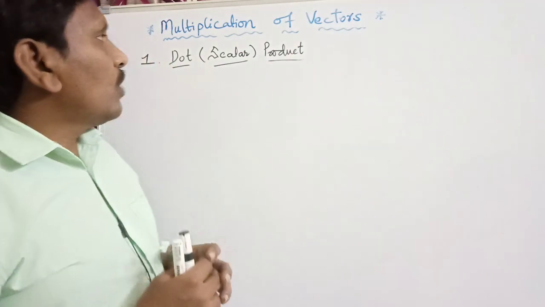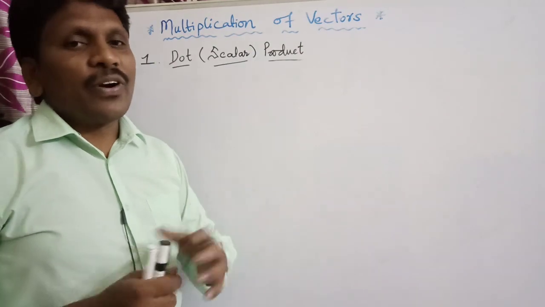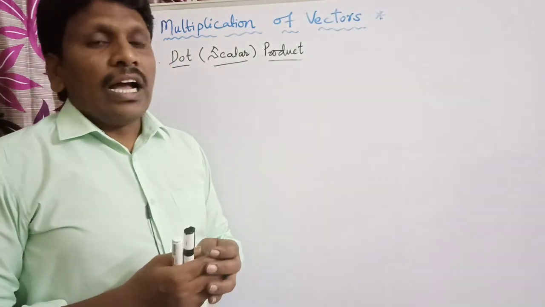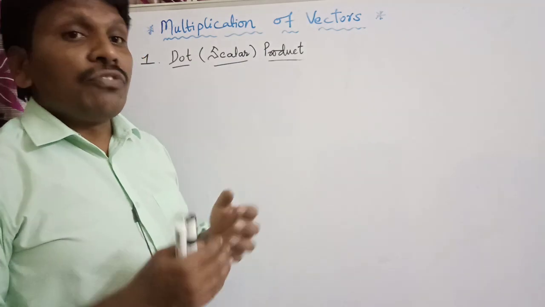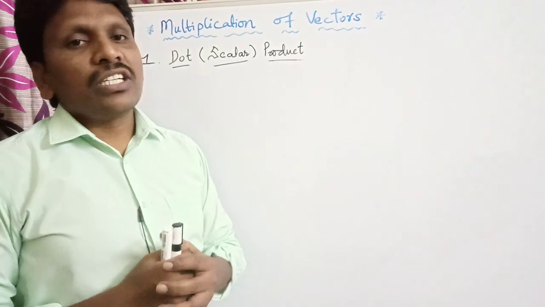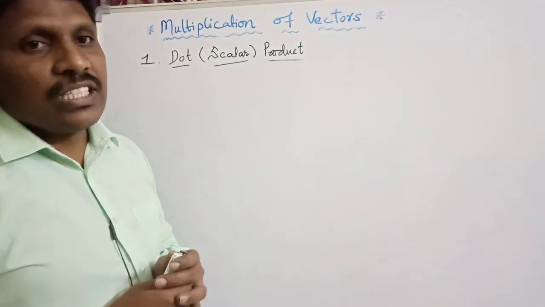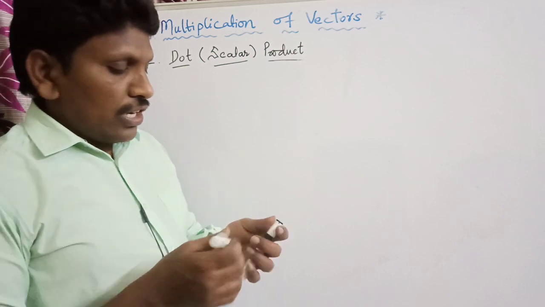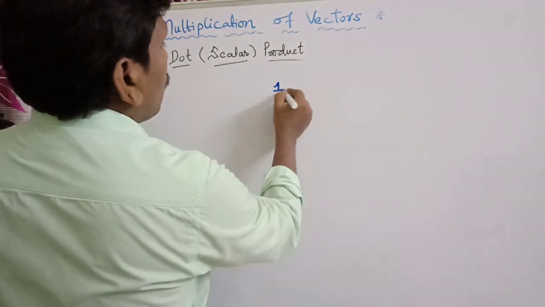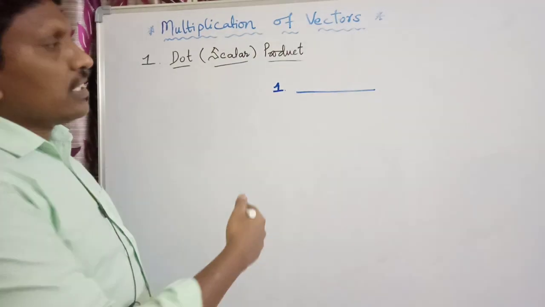Now we are going to see the scalar product, otherwise called the dot product. What is meant by dot product, how can we understand it from the diagrams, and what are the properties and applications of the scalar product, that we are going to see in this lecture. Now I would like to explain one example, from which we can simply understand the scalar product.